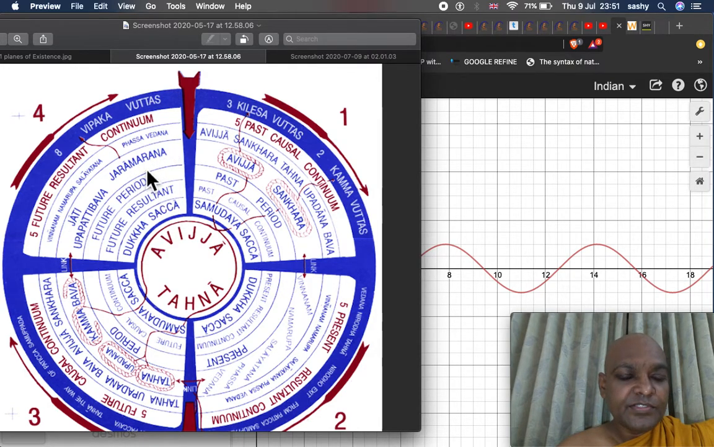Jara marana is aging, death, and all the types of suffering, like impatience, getting what you don't want, or not getting what you want, something like that, and crying and panicking, and all sorts of things will come here if you take birth, and here, as you can see, are the five things.